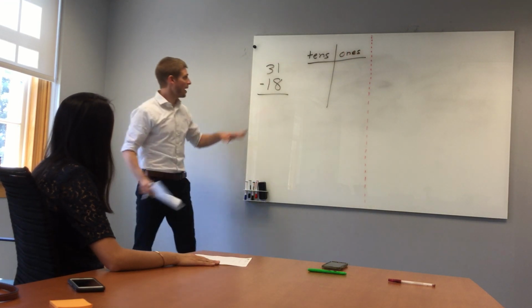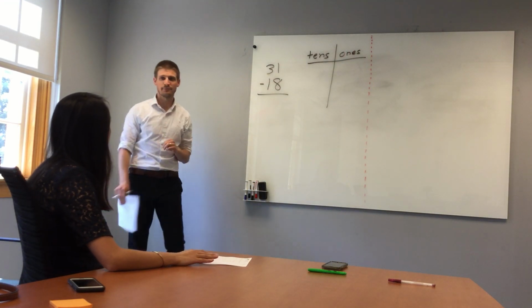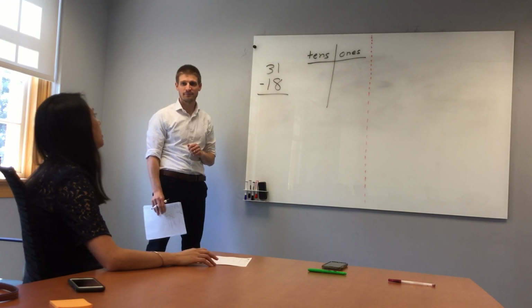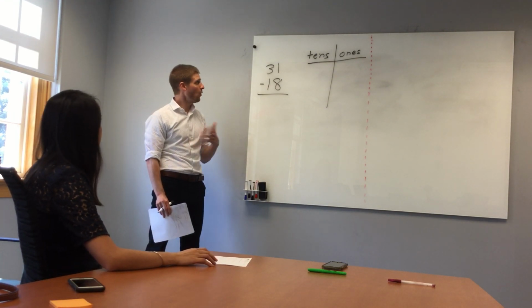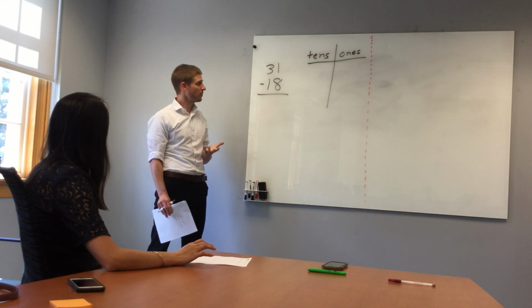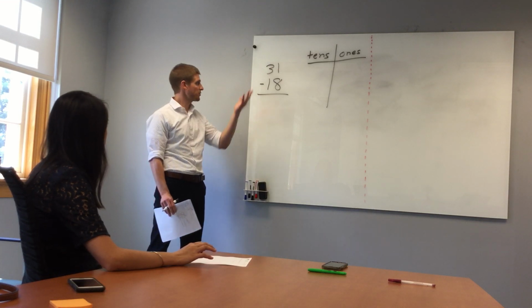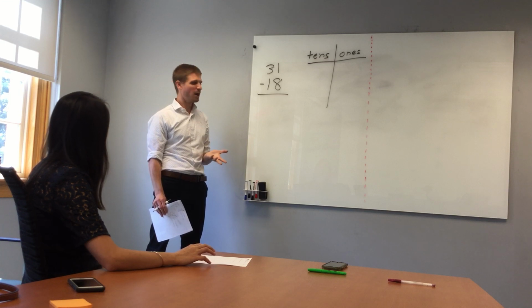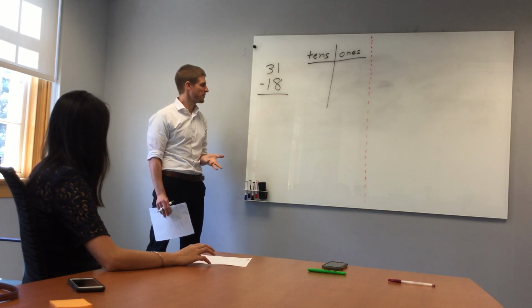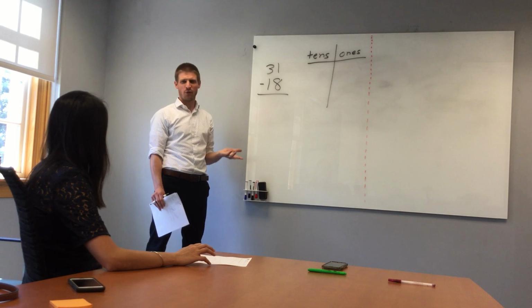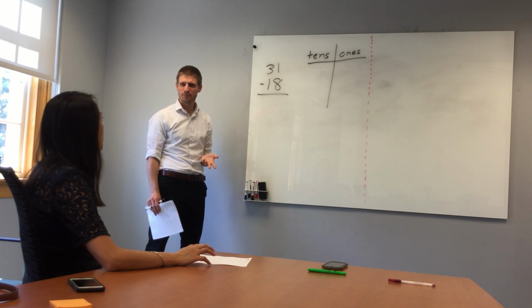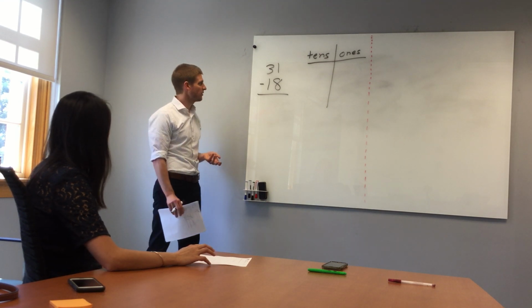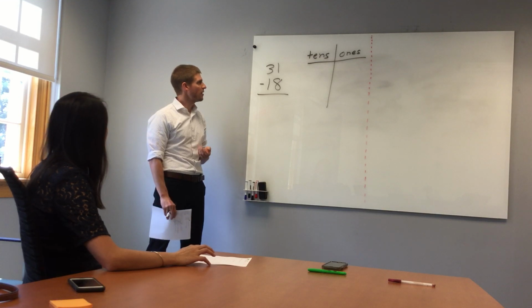All right, could you read this problem for me, Miss Chen? 31 minus 18. Great. What is the whole in the subtraction problem? 31. Right, whole is 31. What is the part in the subtraction problem? 18. Sounds good to me. What are we looking for in this problem? The missing part. Makes sense. 31 minus 18, let's find the missing part.